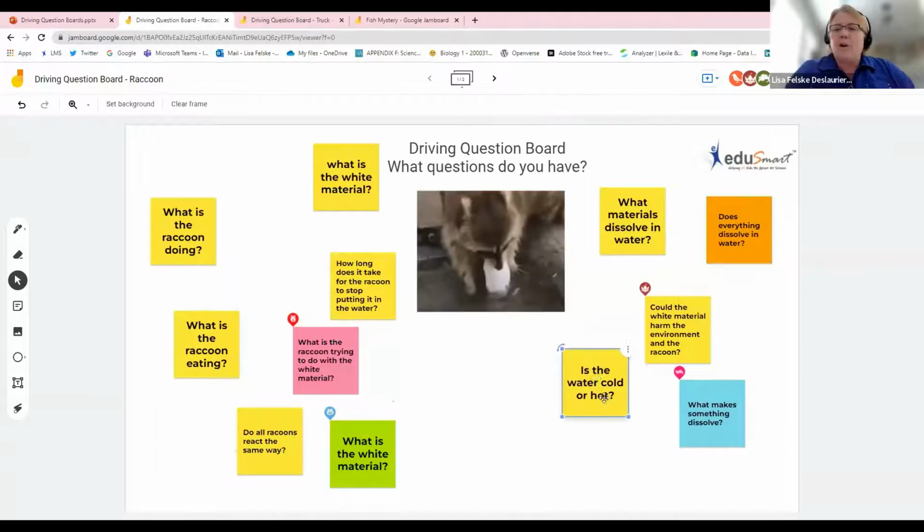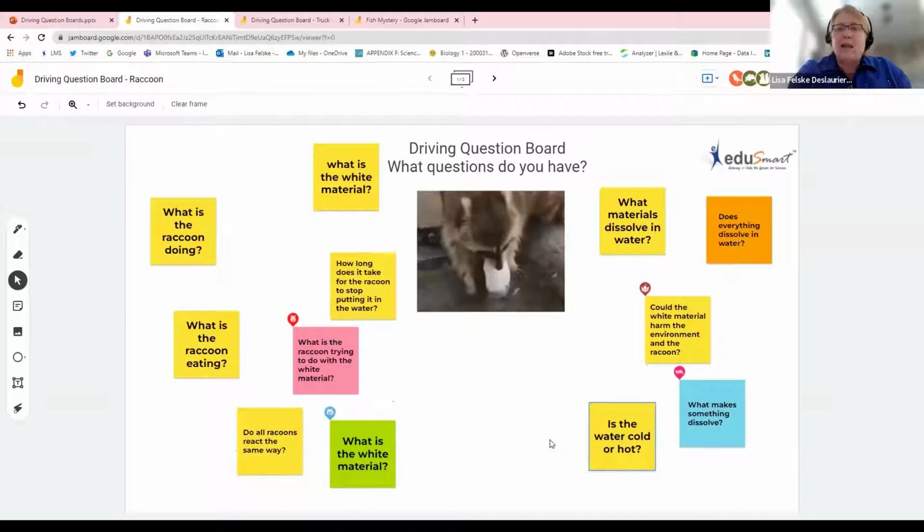And this one, is the water cold or hot? We can't answer the question about the video, but we can answer the question of, does having hot or cold water affect whether something can dissolve or not? But these are all really good questions. You don't have to spend an awful lot of time.